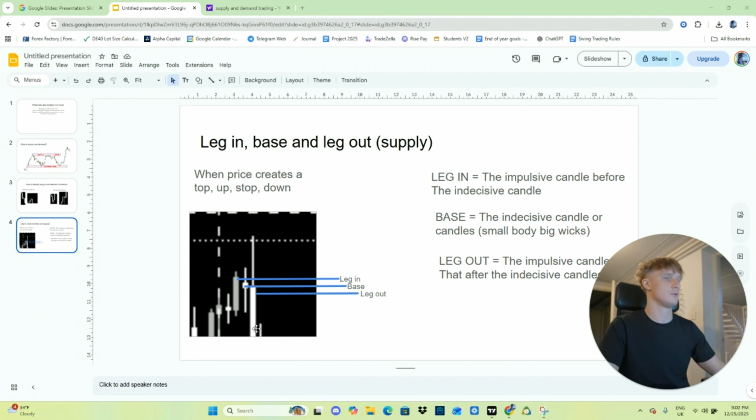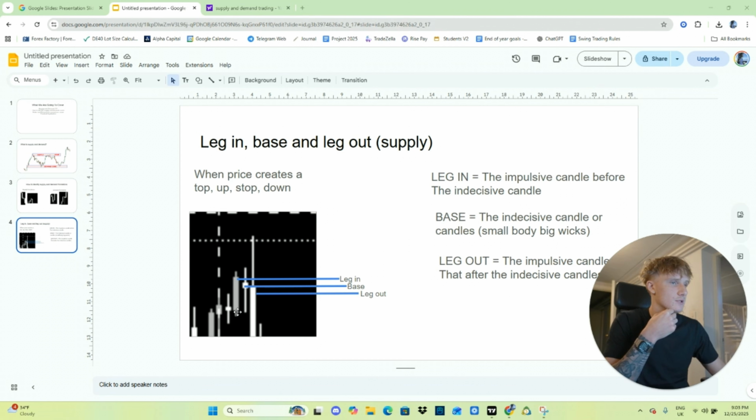Now, in each formation, this applies to each of them, you essentially need to look at three things. You need to dissect it into three things. The first thing we look at is the leg in. The leg in is the impulsive candle that leads to the creation of the base, which we'll go into here.